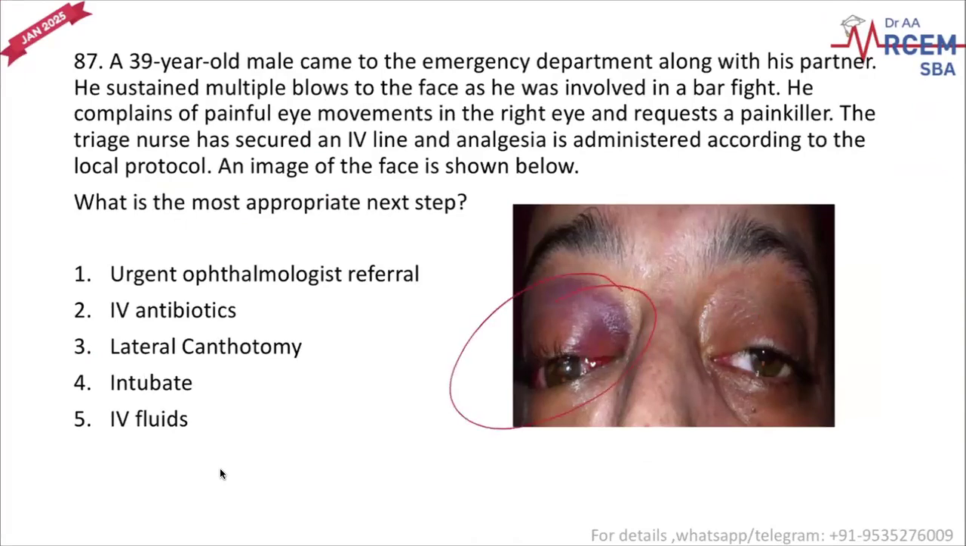There is proptosis, there are painful eye movements, and there is trauma. Keeping all this in mind, we are thinking of a retrobulbar hematoma. A retrobulbar hematoma is an acute emergency. You need to immediately do a lateral canthotomy, otherwise there will be complete loss of vision. So the right answer was lateral canthotomy.